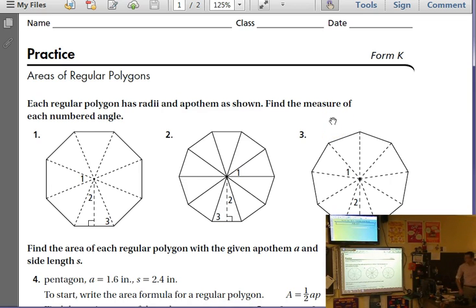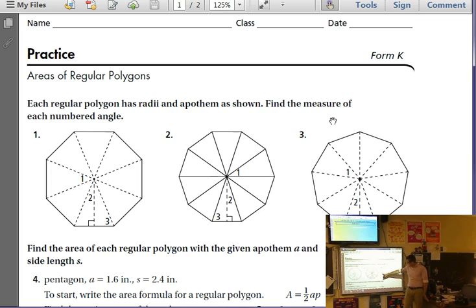So when we first started out, using what we know about the polygons to solve for the unknown angle measures, 1, 2, and 3 are essentially all the same thing except they have different amounts of edges. So, anyone have a request?